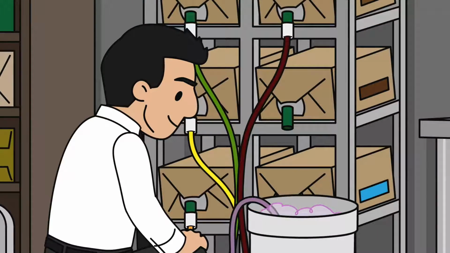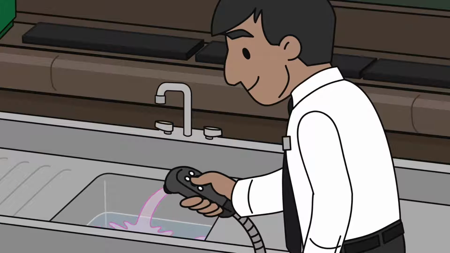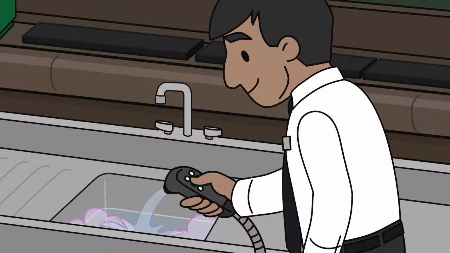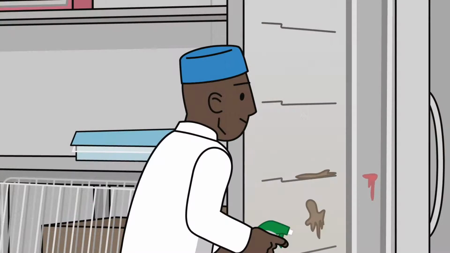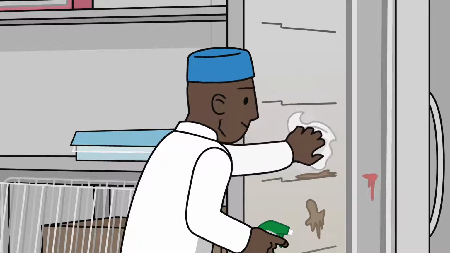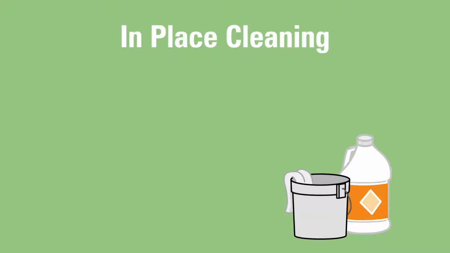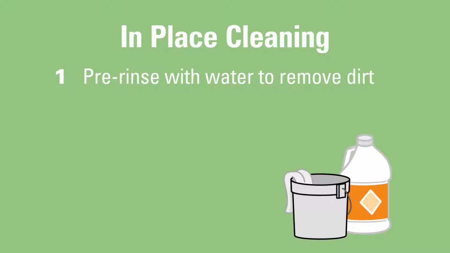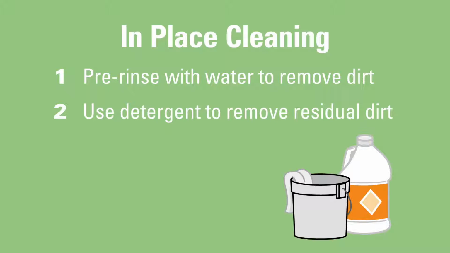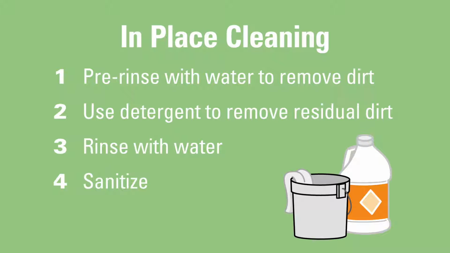Cleaning in place, or CIP, is a necessary process when equipment cannot be dismantled or moved. It involves the circulation of non-foaming detergents and disinfectants or sanitizers through assembled equipment and pipes. To clean equipment that cannot be dismantled, like a refrigerator, you must follow 5 steps. 1. Pre-rinse with water to remove dirt. 2. Use detergent to remove residual dirt. 3. Rinse with water. 4. Sanitize. And 5. Air dry.